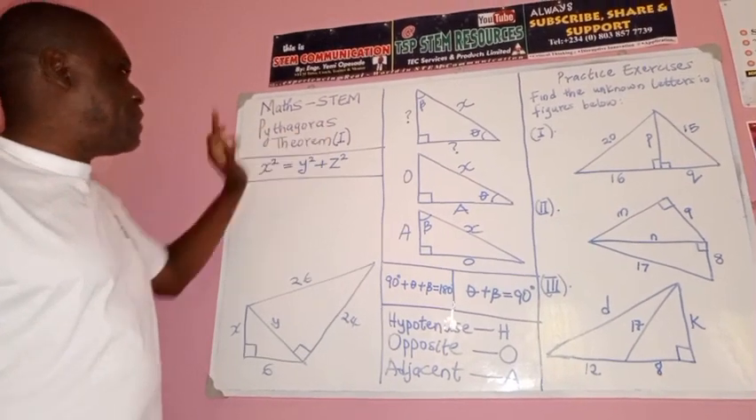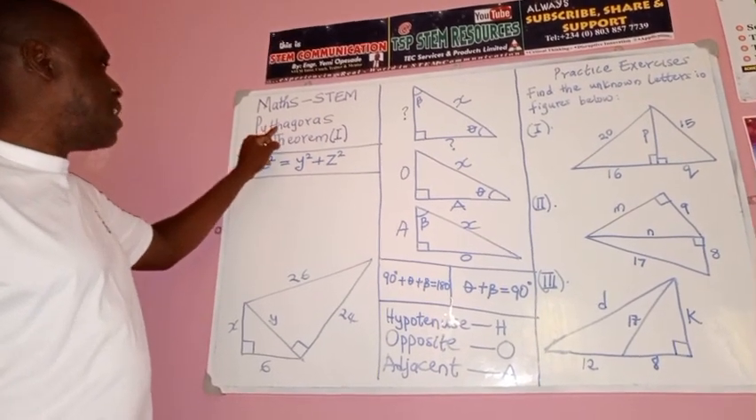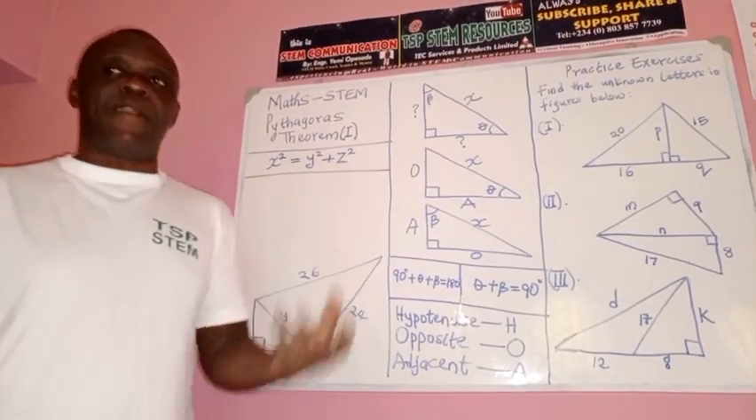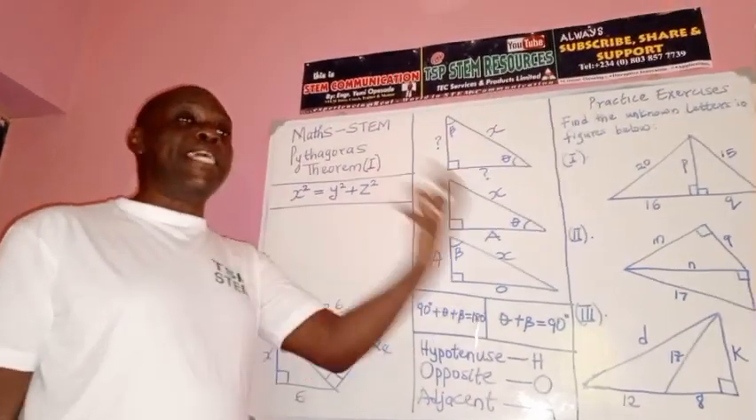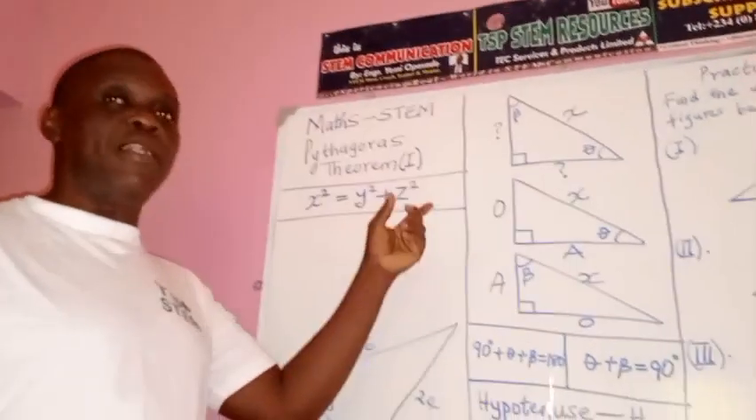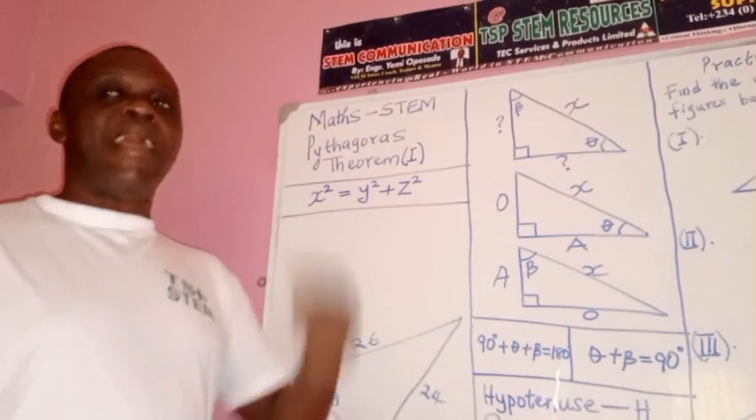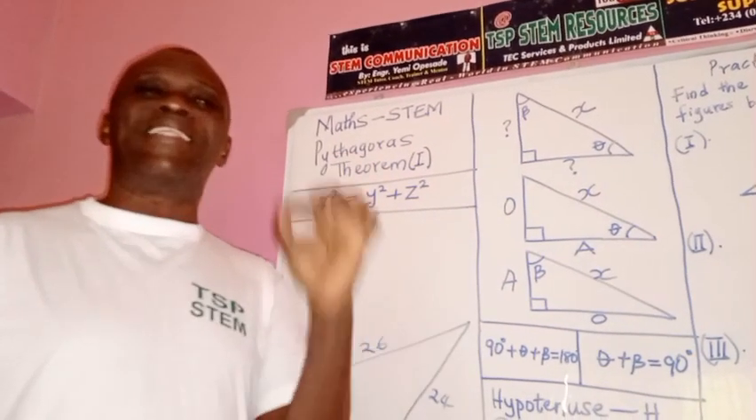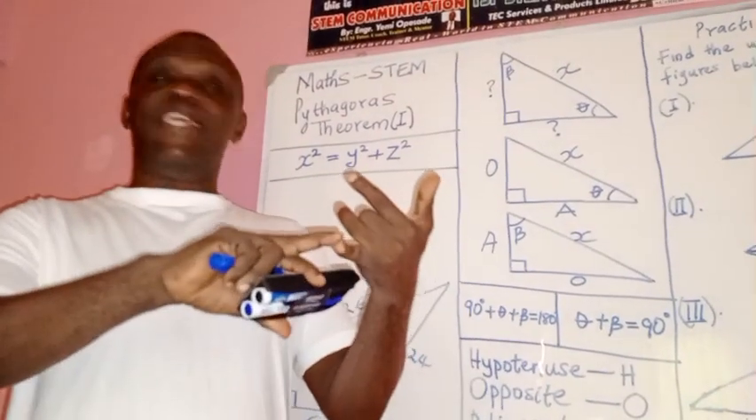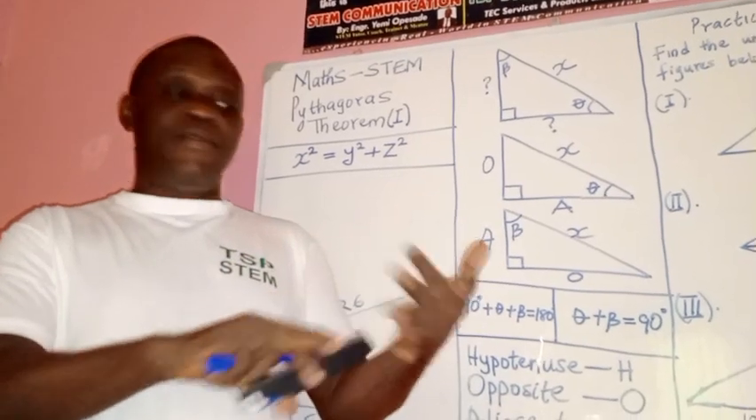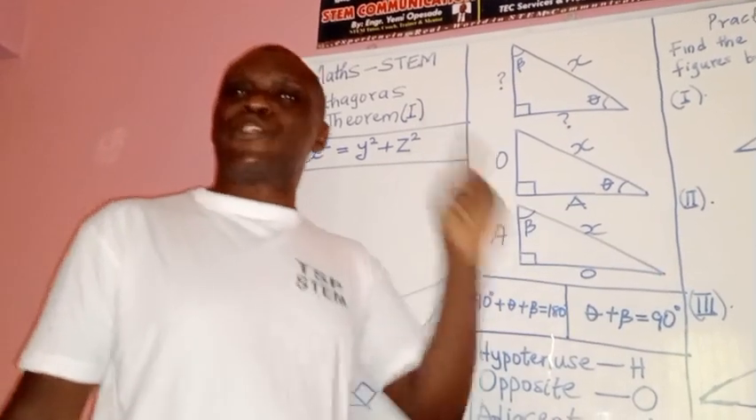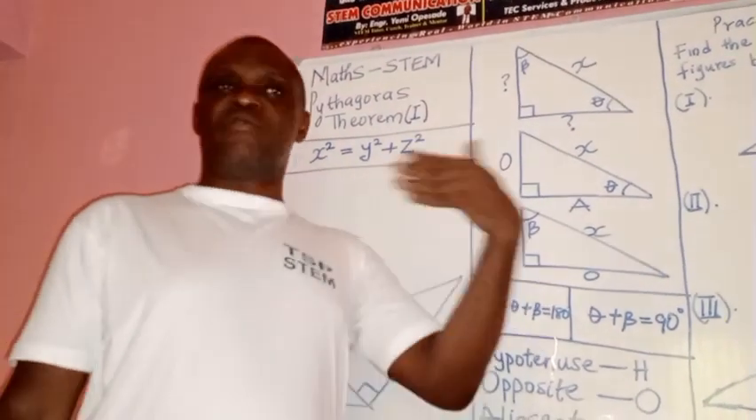Now, the name Pythagoras, please take note of the name and the spelling. Pythagoras is actually the name of a mathematician, a Greek philosopher who lived about 2,500 years ago. He came up with this theorem called Pythagoras theorem. And Pythagoras theorem has to do with a particular type of triangle. You remember that there are different types of triangle. We have the equilateral triangle, isosceles triangle, scalene triangle, and we have the right-angled triangle. But this particular theorem has to do with the right-angled triangle.